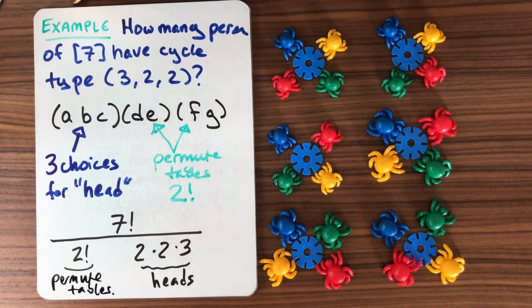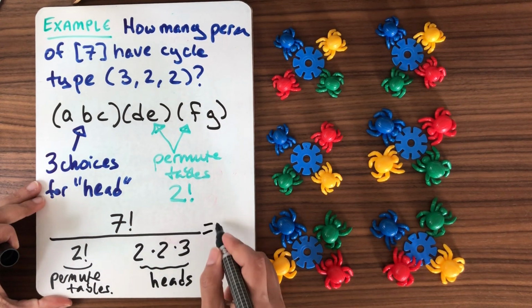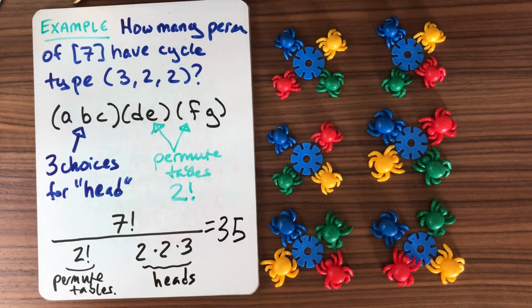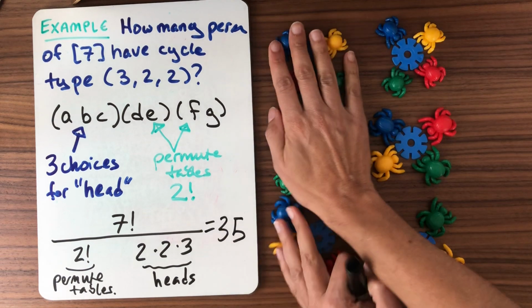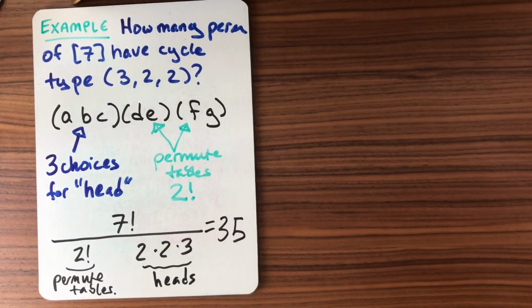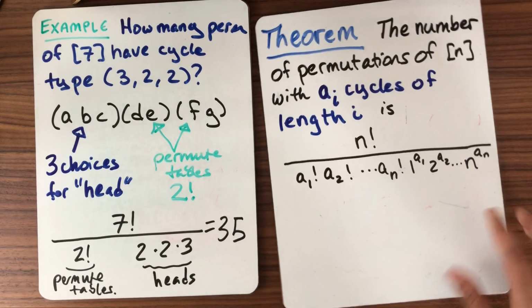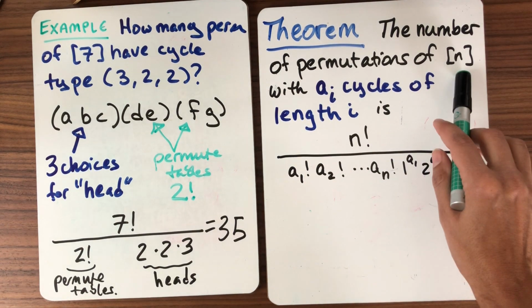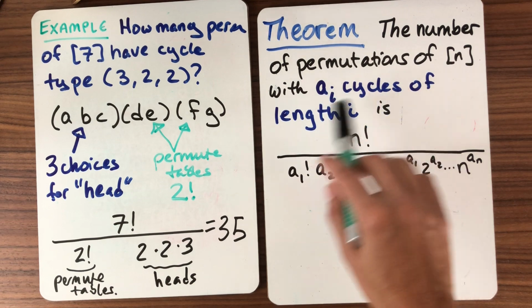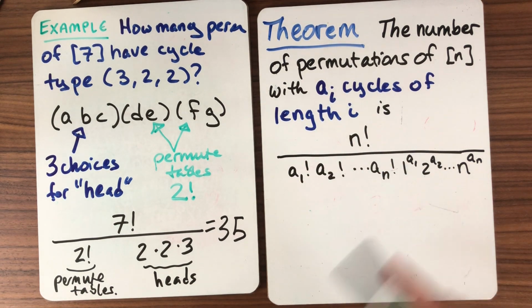So in the end, what I get is 7 factorial divided by 2 factorial times 2 times 2 times 3, which means that I have a total of 35. So there are 35 permutations of 7 that have this cycle type, and you can just check that that's really the case. But more interesting than this is writing down the general formula that we've just deduced, which is stated here in this theorem. So the formula is that the number of permutations of n with ai cycles of length i is given by this formula.